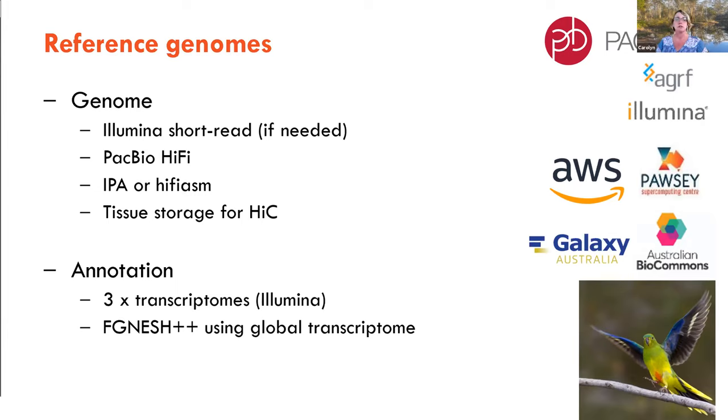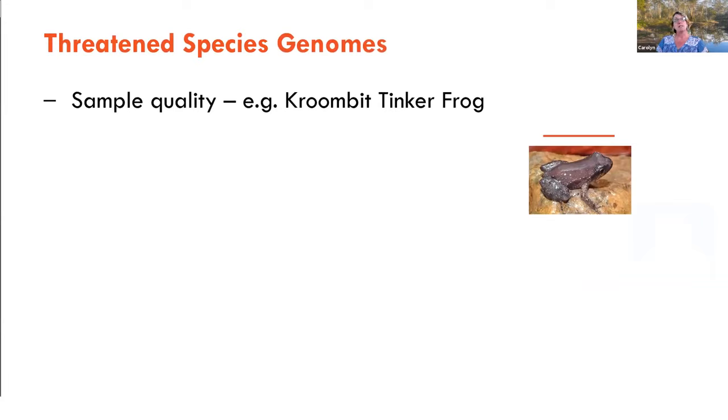We do transcriptomes, usually between 3 to 4 transcriptomes on Illumina sequencing, and we're actually assembling that with FGENESH using a global transcriptome on the Pawsey infrastructure at the moment. So with the little time left I have today, I just wanted to run you through some of our key species we've been working on.